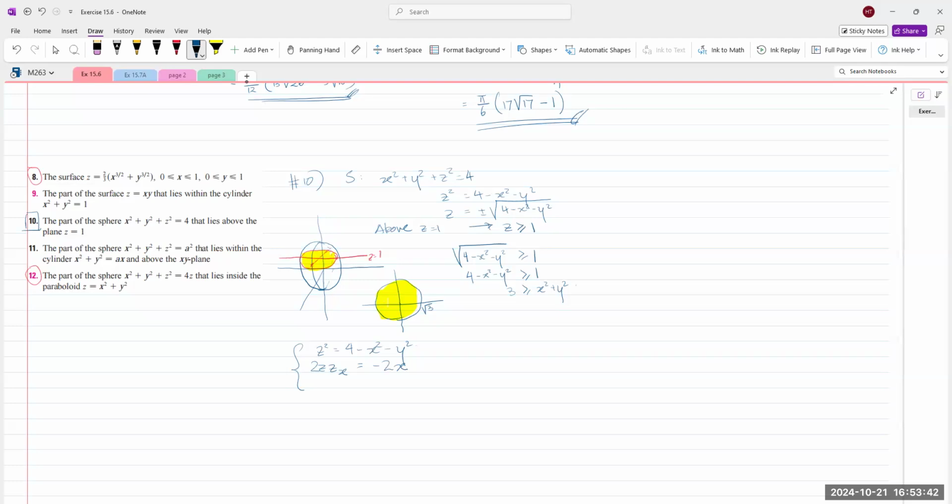Is it right? And then z sub x equals negative x over z, while z sub y will be negative y over z as well, okay, by symmetry, right? And therefore, the integrand, square root of z sub x squared plus z sub y squared plus 1, will be square root of x squared plus y squared over z squared plus 1.